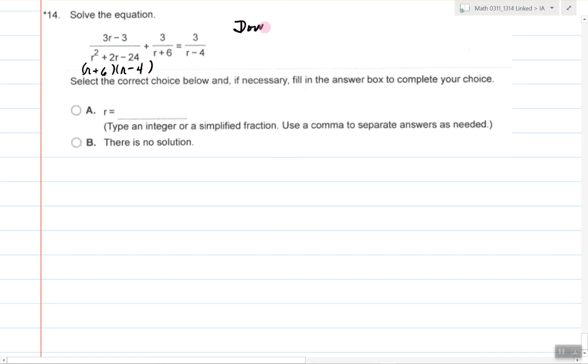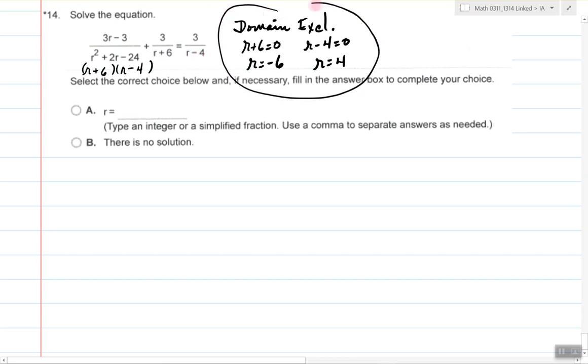For domain exclusions, I know that if r plus 6 is 0, r would be negative 6. That would need to be excluded. If r minus 4 is 0, r equals 4 would need to be excluded. This is a repeat of getting the minus 6. This is a repeat of getting the positive 4. So I will keep those in mind to check at the end of my problem.